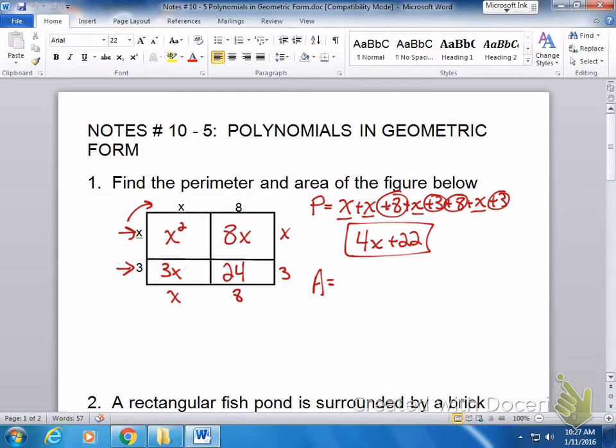Now I'm just going to add all those up. I only have 1x squared, but I have 8x and 3x. 8 plus 3 gives me 11x, and all I have left is 24. So the area is x squared plus 11x plus 24. So be careful when you do that. It's not going to change on the homework. Just use this as an example. Let's go to number 2.